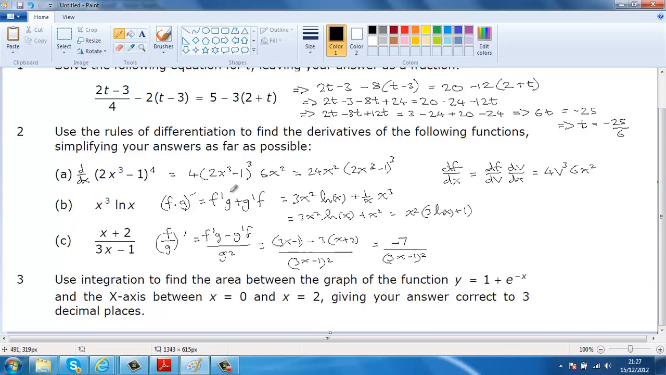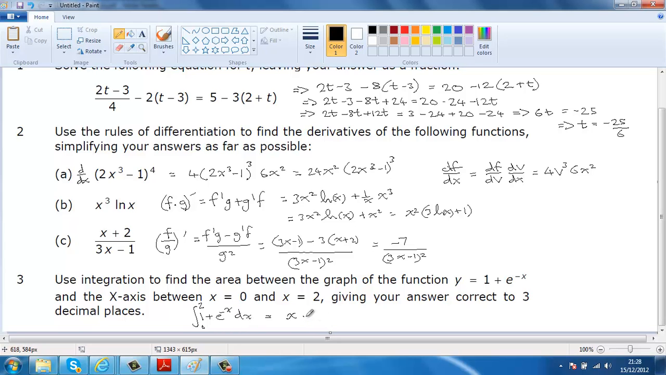And for question 3, we just want to integrate 1 plus e to the minus x with respect to x between 0 and 2. So we need to know the integral of 1 is, well, 1 is the same as x to the power of 0. So if we use our power law, we know we increase the power from 0 to 1, divide by the new power, so we know the integral of 1 is x. The integral of e to the power kx is 1 over k e to the power kx. In our case, k is minus 1 because we've got the power of minus x.